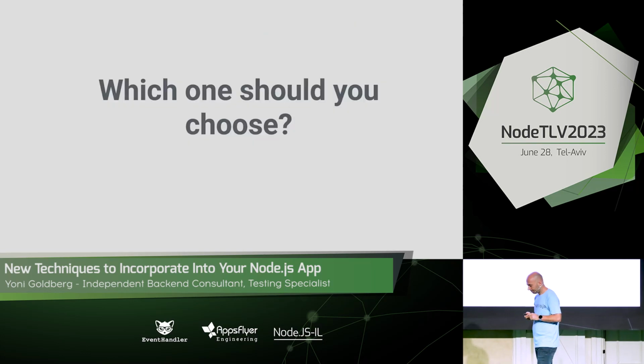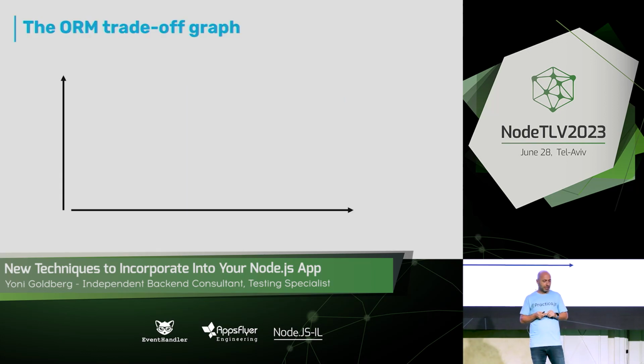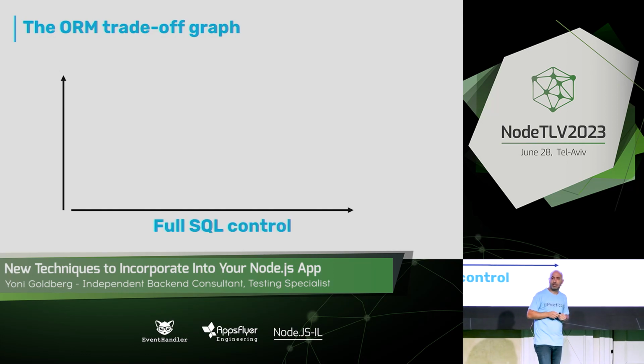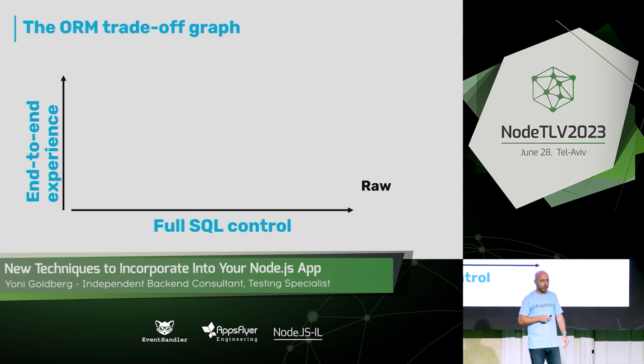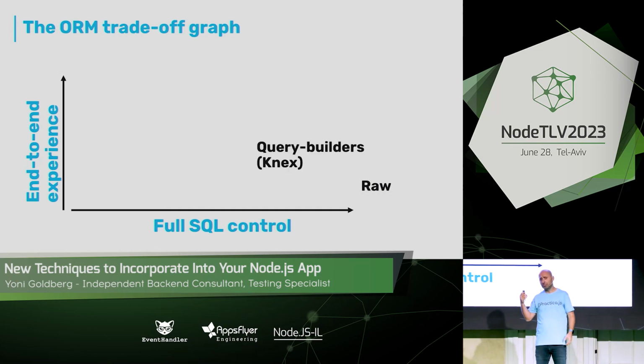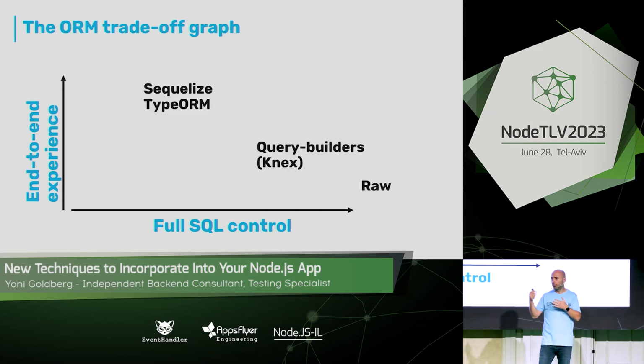So, a lot of options. Which one should you choose? I think it's worth framing all the options over this graph. On the x-axis, we have how much control we have over SQL. So if you do raw queries, you have maximum control. But on the y-axis, it's how many features you have to support your data workflow. And you get nothing for raw, right? Not even migration. Query builders, less control, more features.